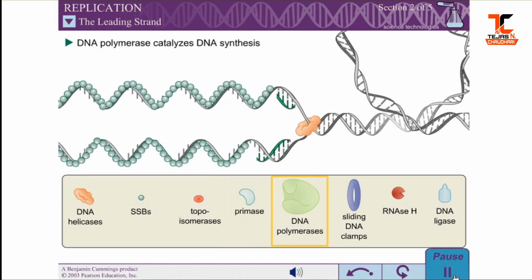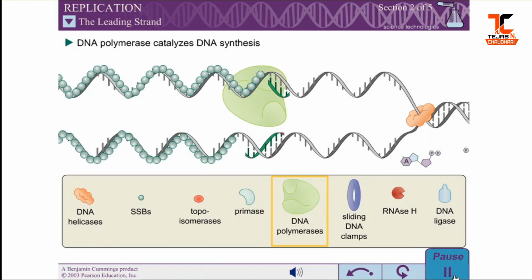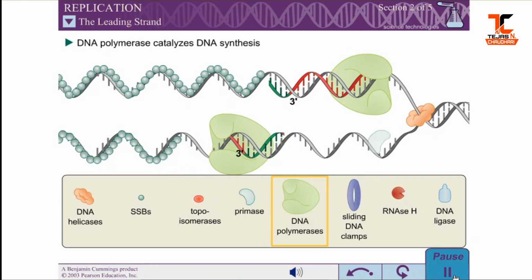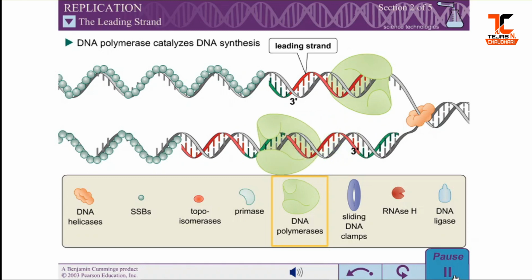The synthesis of DNA is catalyzed by an enzyme called DNA polymerase. DNA polymerase is only able to add dNTPs to the 3' end of a polynucleotide. Due to the antiparallel nature of DNA, one strand is synthesized continuously toward the replication fork, while the other strand is synthesized discontinuously away from the replication fork. The continuously synthesized strand is called the leading strand, and the discontinuously synthesized strand is called the lagging strand. The lagging strand will be discussed in the next section.